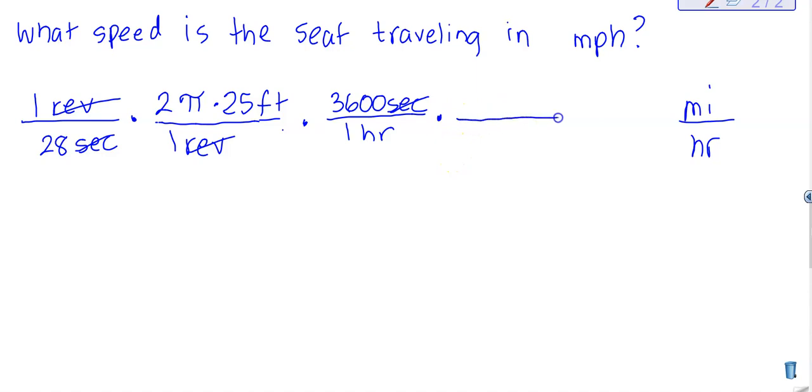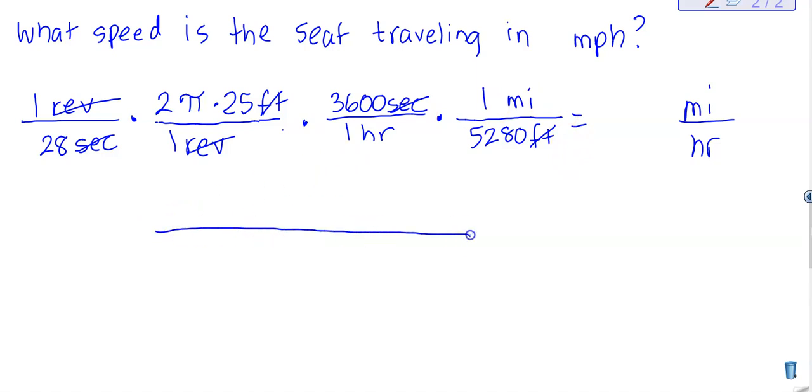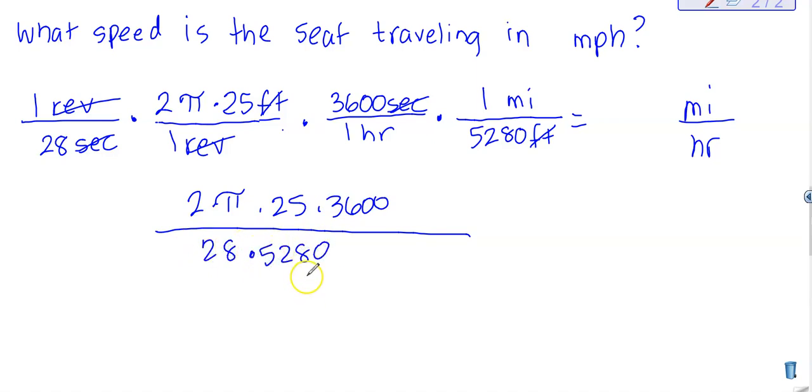So we want miles to be in the top, right? 1 mile is 5,280 feet. That allows us to remove the dimension of feet. And we now have miles per hour. And so we're going to type into our calculator a big fraction, 2 pi times 25 times 3,600 divided by 28 times 5,280. So that's going to take a little bit of time.